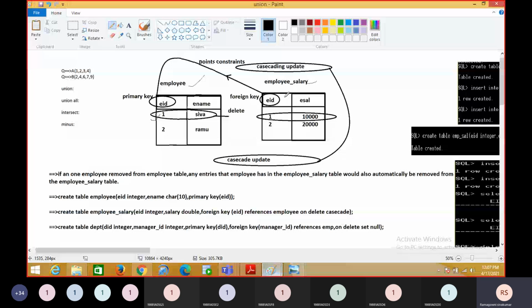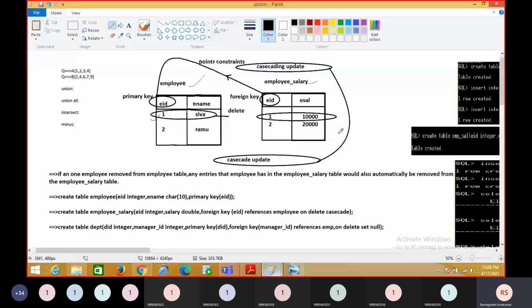They have asked how to write that query. If I want to delete one row from one table, that should affect the related tables. What is the query you would write? I'll explain with a clear example.